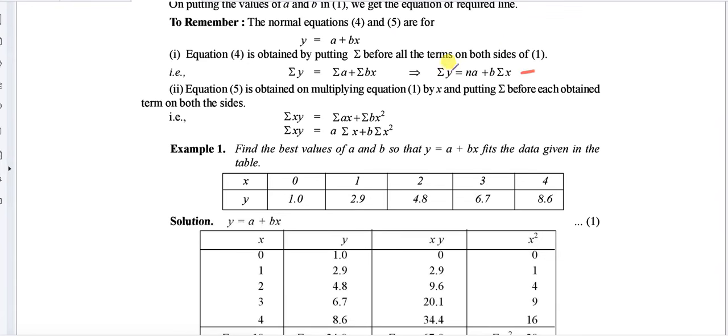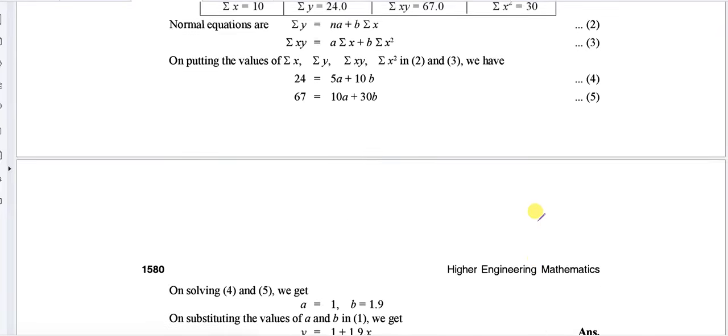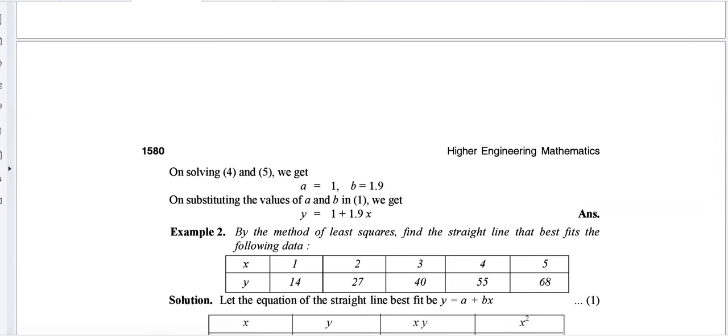In that one, sigma y I don't know, but I can compute sigma y. N means count the values 1, 2, 3, 4, 5 like that, so n is 5. Sigma x means finding the sum of the x values. From the second equation, sigma xy I do not have, but I can compute that, and sigma x I already have. Sigma x square I do not have, so I may compute that, and then I may find the a and b values.